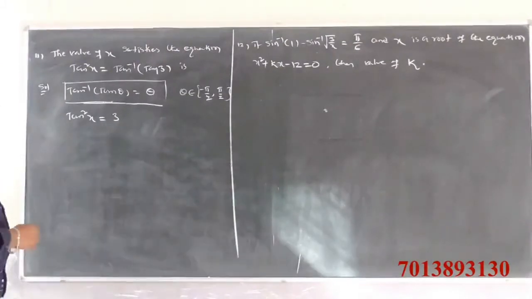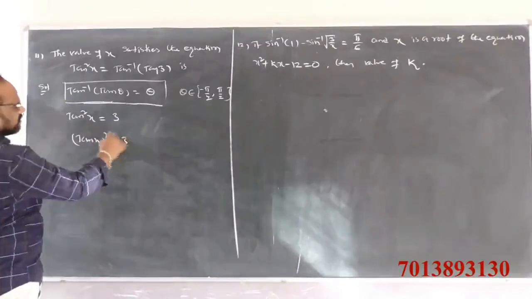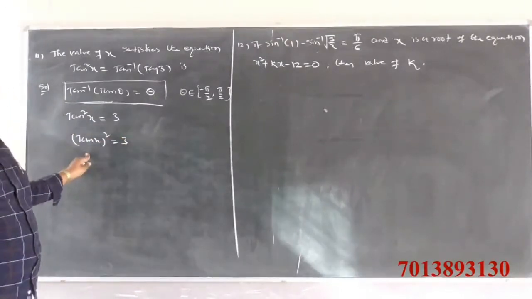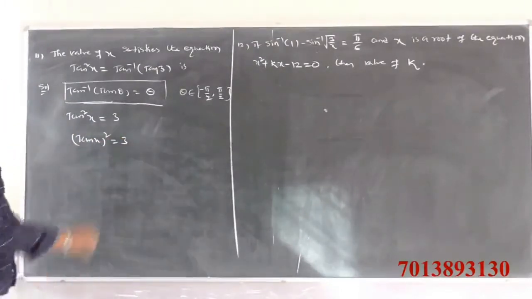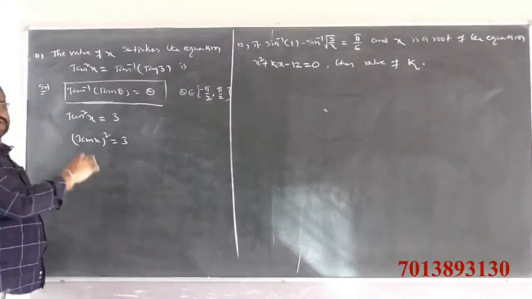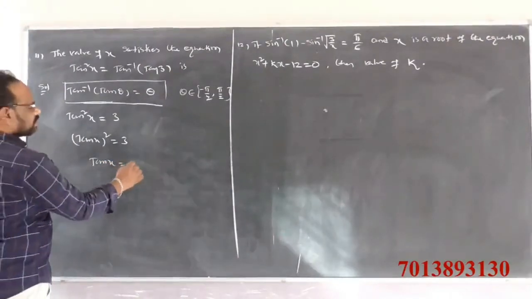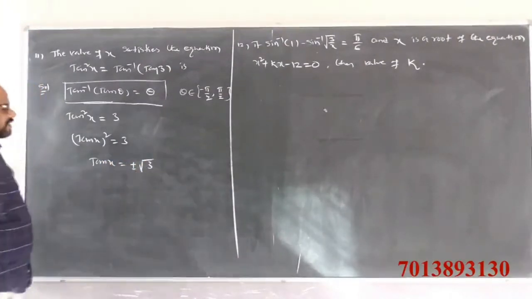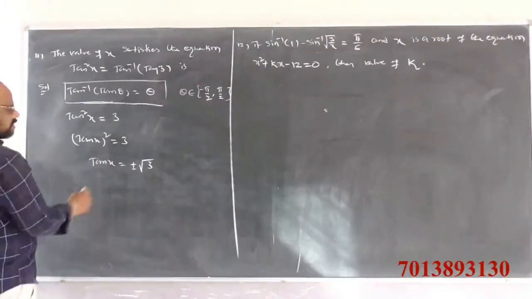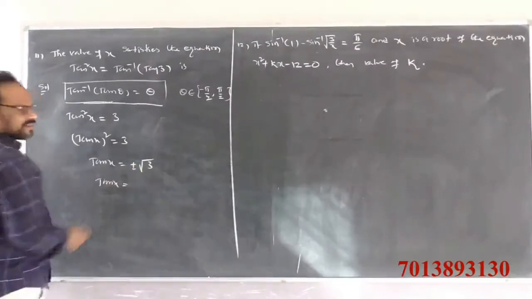Tan square x is equal to how much? 3. So this can be written as tan x whole square is equal to 3. If you transpose the square from LHS to RHS, it will become square root. So tan x is equal to plus or minus square root of 3.